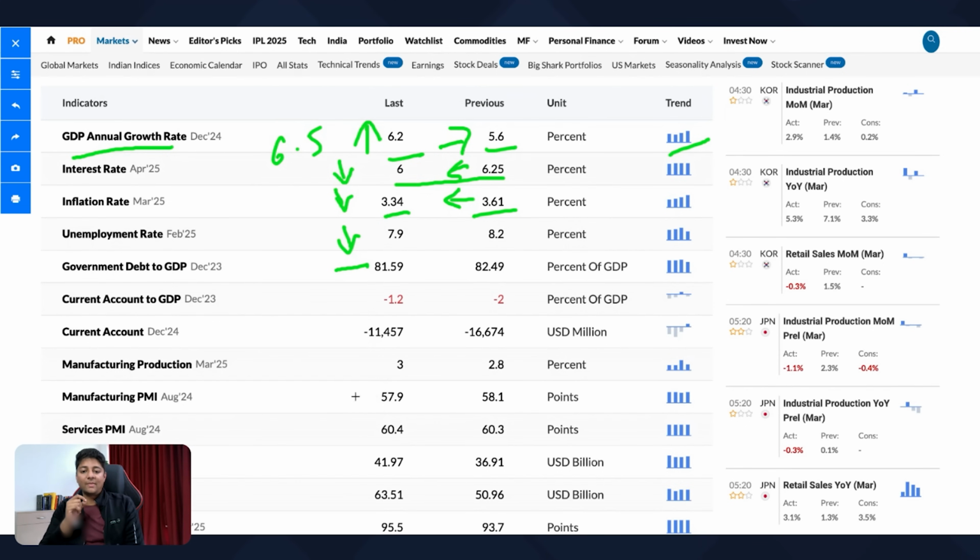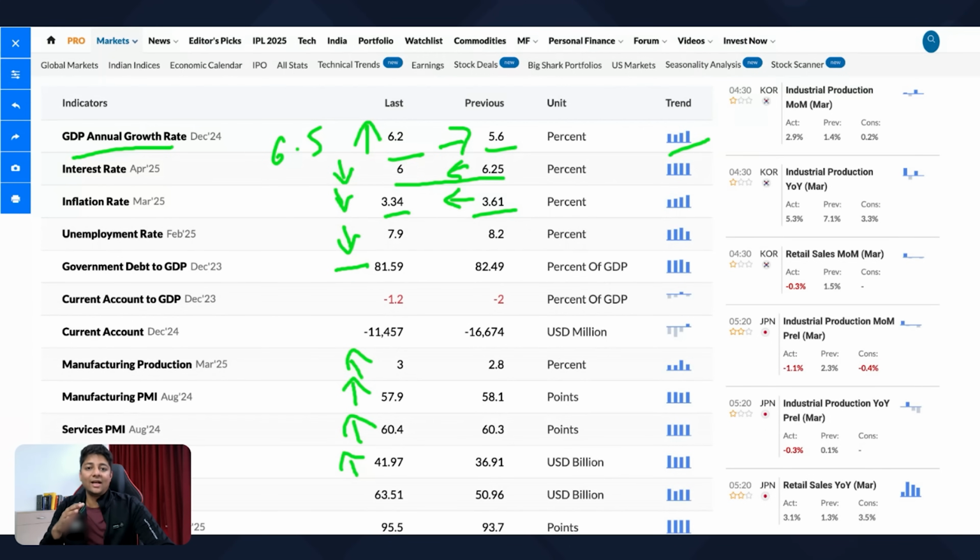So ideally, we want the manufacturing PMI to go up. We want the manufacturing production to go up. We want services PMI to go up. We want exports to go up. The exports are going up. So these are all good signs that we are seeing in the economy as of today, that is working really well for all of us.